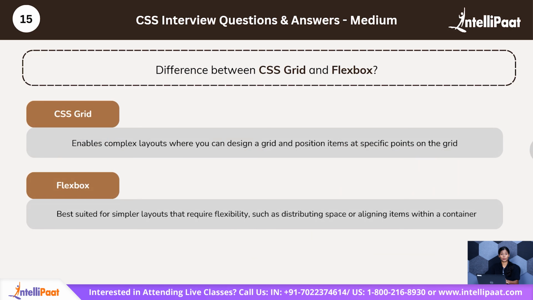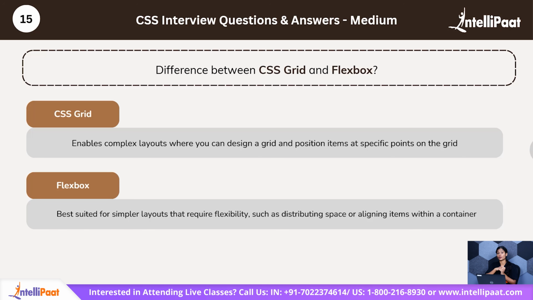So if you were to look at the proper definition, CSS Grid enables complicated layouts where you can design a grid and position elements at specific points on the grid. Flexbox, on the other hand, is best suited for simpler layouts that require flexibility, such as distributing space or aligning items within a container. So if you have dynamic elements and there are a lot of elements and you don't really know how many elements are going to be added, then Flexbox is quite suitable because you can just add the space between or space evenly property and the elements will be distributed evenly without causing a lot of mess.